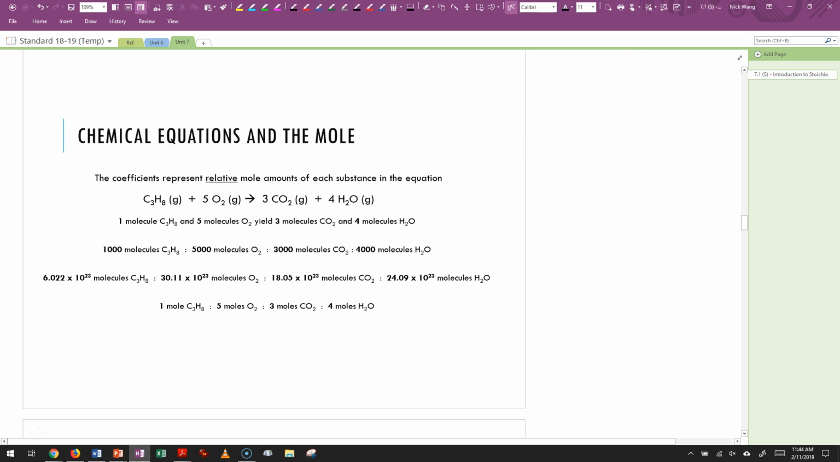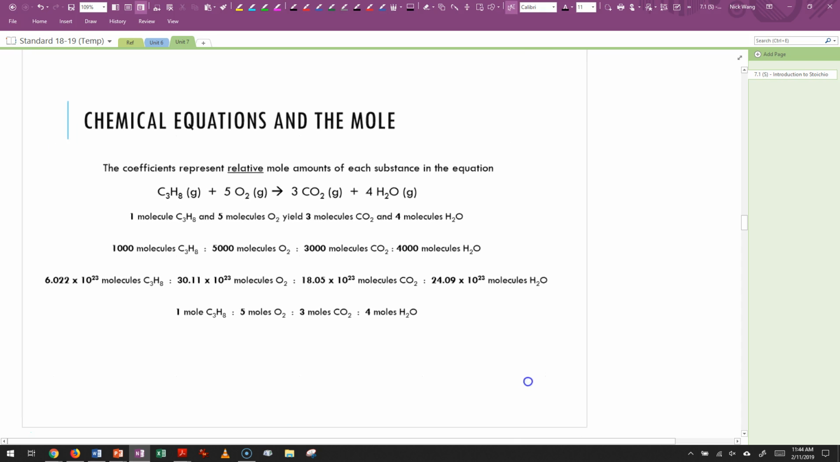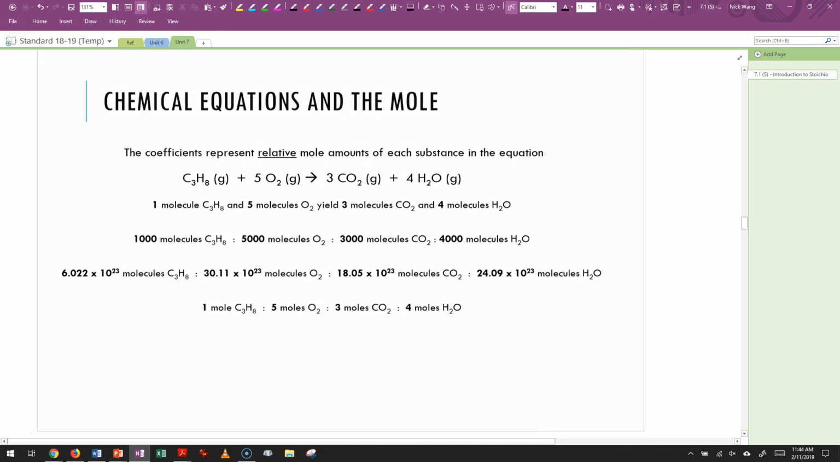Now, one of the important things I want you to be able to recognize is that those numbers in front are not just random numbers. In addition to, again, being able to balance, they also give us some more important information. So I want you just to be able to take what we know and sort of expand it a little bit.